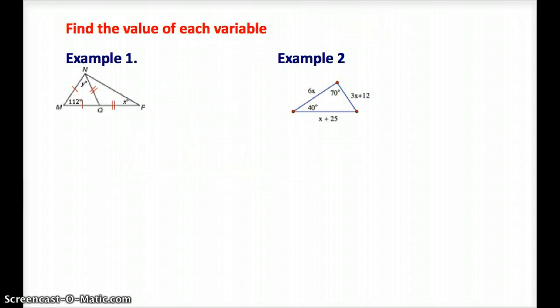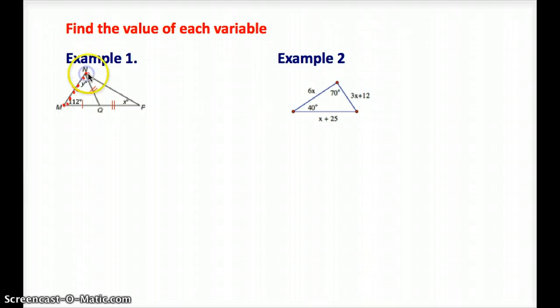All right, now let's go ahead and take a look at our examples. When I look at my notes page, it looks like my numbers did not come through in example number 1. So why don't you take a minute and write M is 112 degrees. MNQ is called Y, and NPQ is called X. All right, so let's dig into this problem.